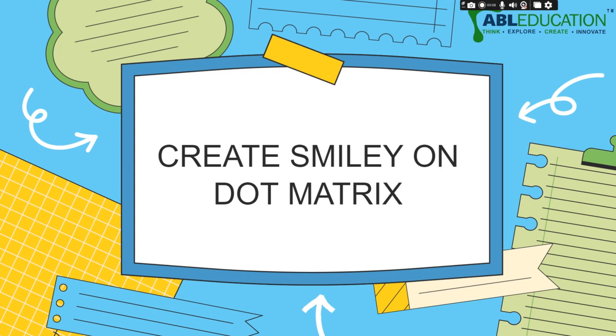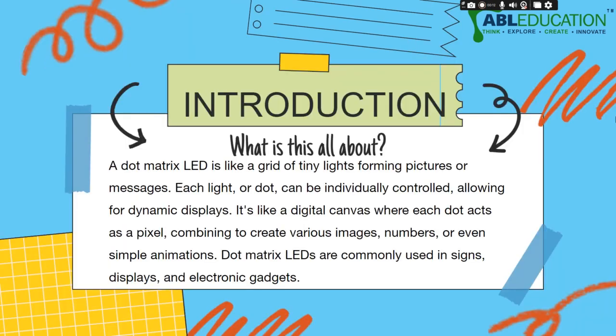Now you all must be wondering what a dot matrix is. So in very simple words, let me explain. By now you must have learned what an LED is. Now imagine, have you seen a chessboard? Imagine you put an LED on each square of a chessboard. So how many squares are there in a chessboard? 8 into 8, that is 64 boxes.